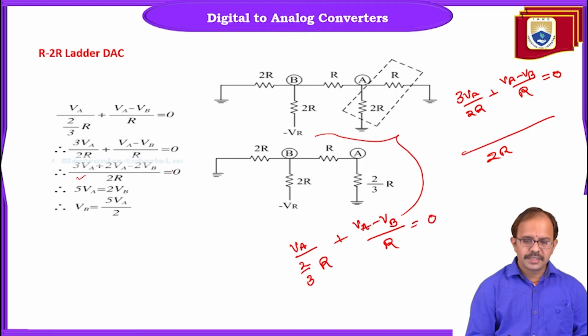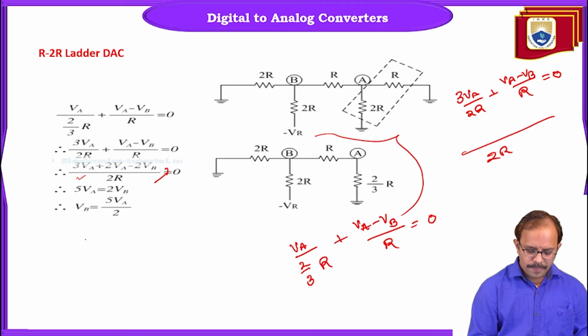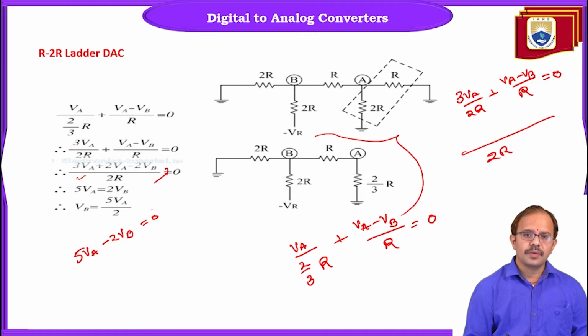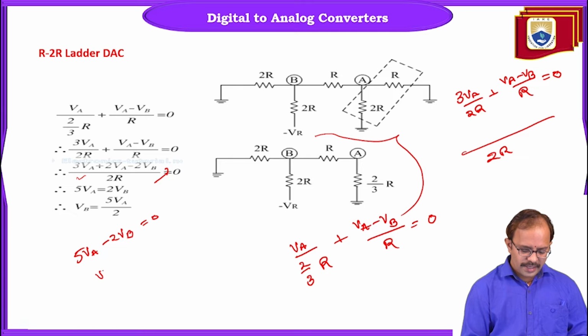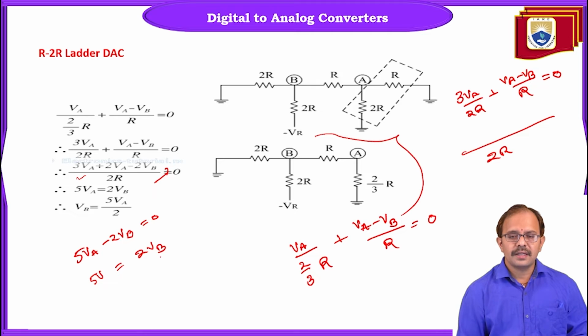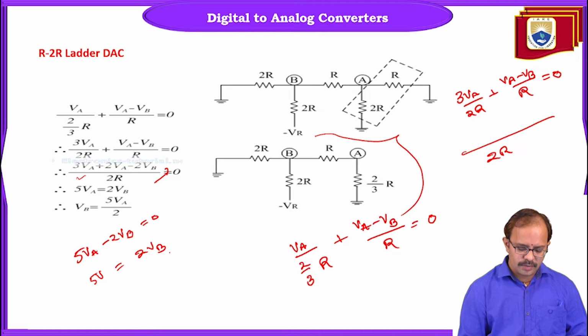So the expression will be like this. After performing the cross multiplication, we are going to have 5 VA minus 2 VB equals 0. Therefore, we can write it as 5 VA equals 2 VB, and we can define VB from this equation.